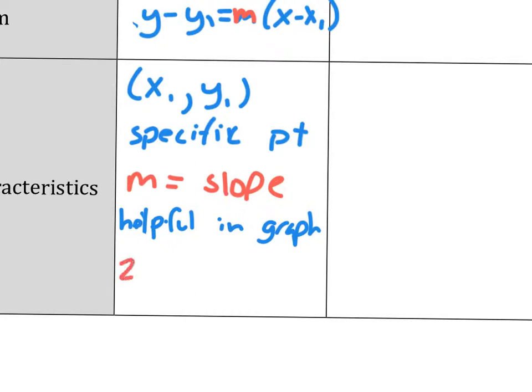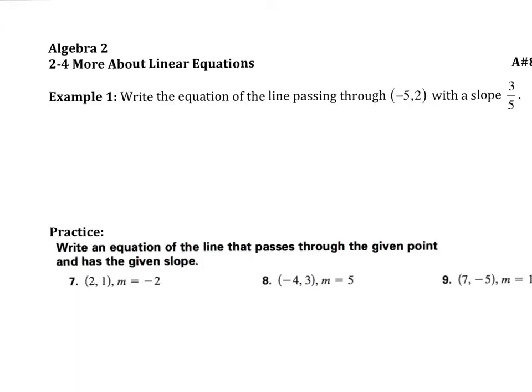It's especially helpful when we have 2 points and we want to go to an equation. If we have 2 points and we want to know what the equation is, look at our first example on page 2. We're going to write the equation of the line passing through this point, negative 5, 2, and has a slope of 3/5. Well, the nice thing about this is all we have to do is, since I have a point and since I have a slope, I can start with point-slope form.